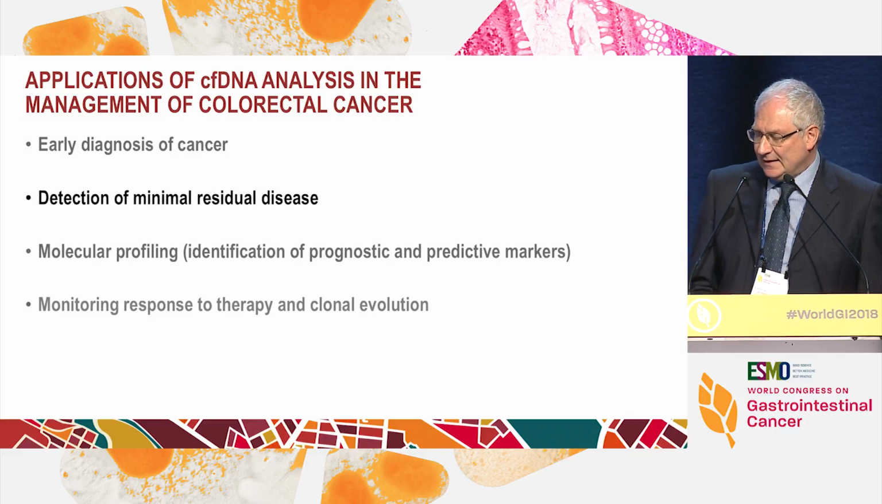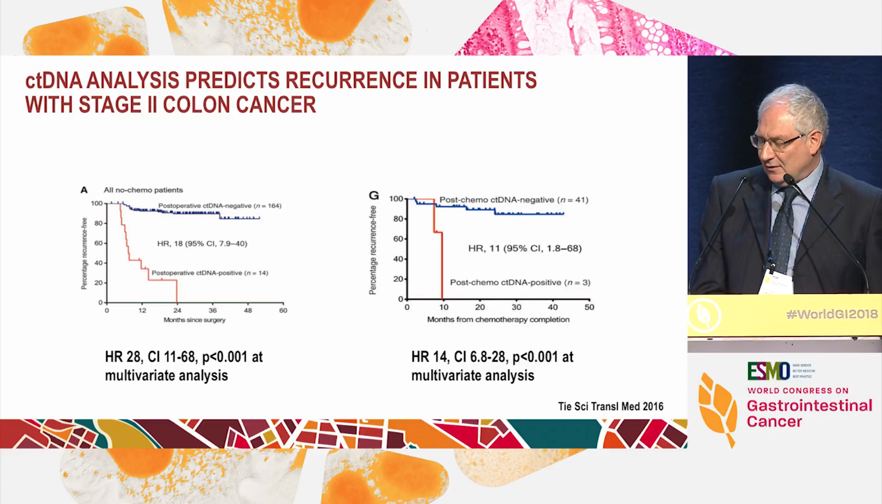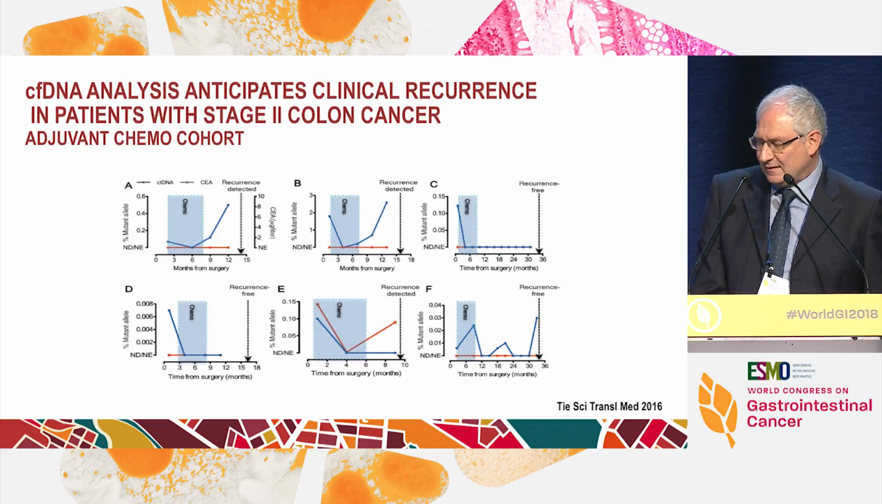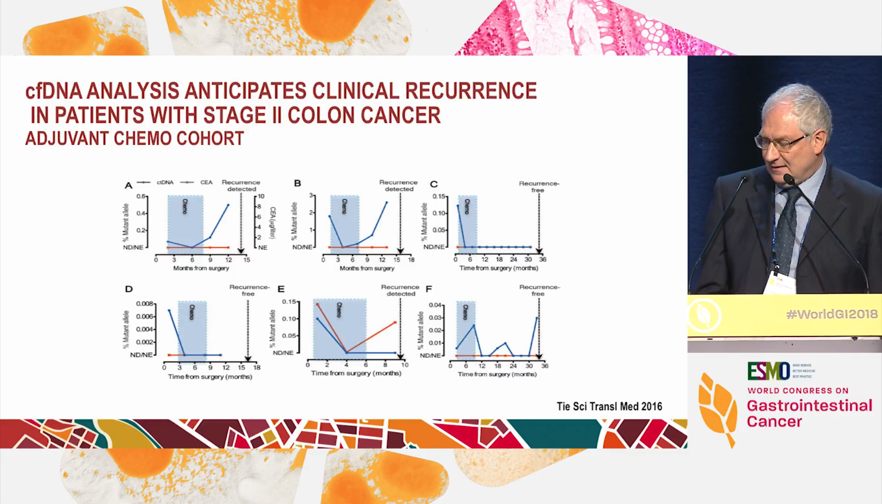In the time of detection of early disease recurrence, there is very interesting data that show clearly that in stage 2 colon cancer patients that underwent only surgery, the presence of circulating tumor DNA predict recurrence, and the same is in terms of adjuvant chemotherapy in those patients with high-risk stage 2 disease that underwent adjuvant chemotherapy. And this precedes radiological progression and rise in CA level.